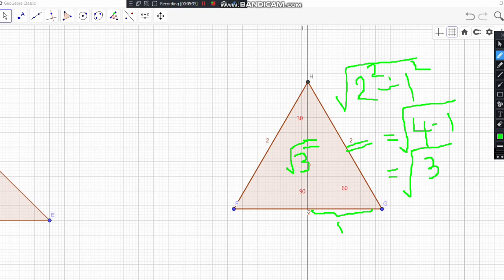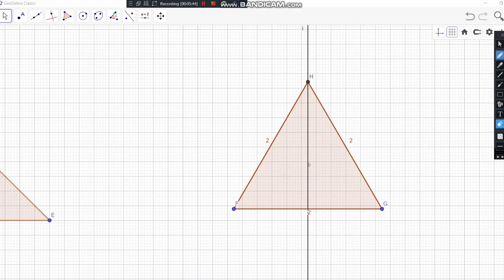And instead of this 2, if the side of the triangle is 4, then what about this side? This is equal to 2 centimeters, right? Then what will be this side? Yes, this side is equal to 2 root 3.